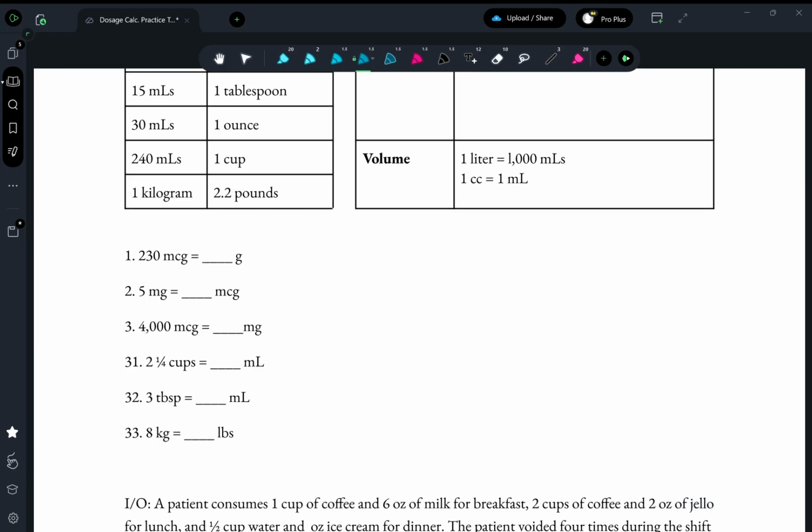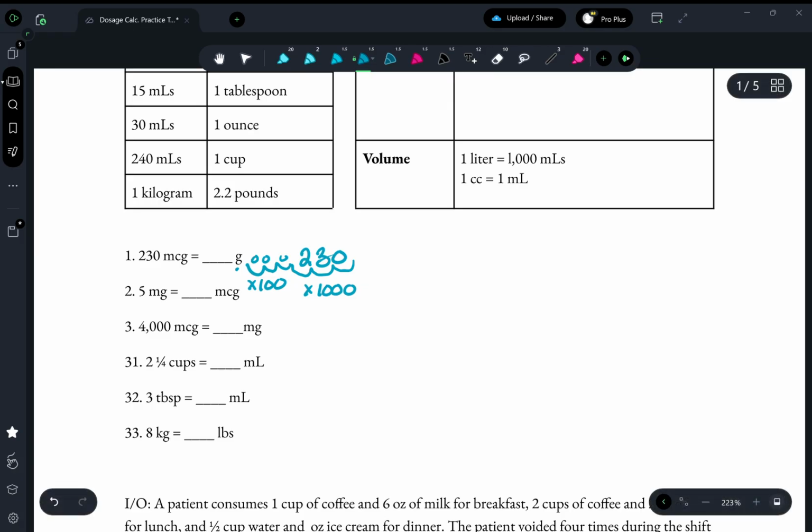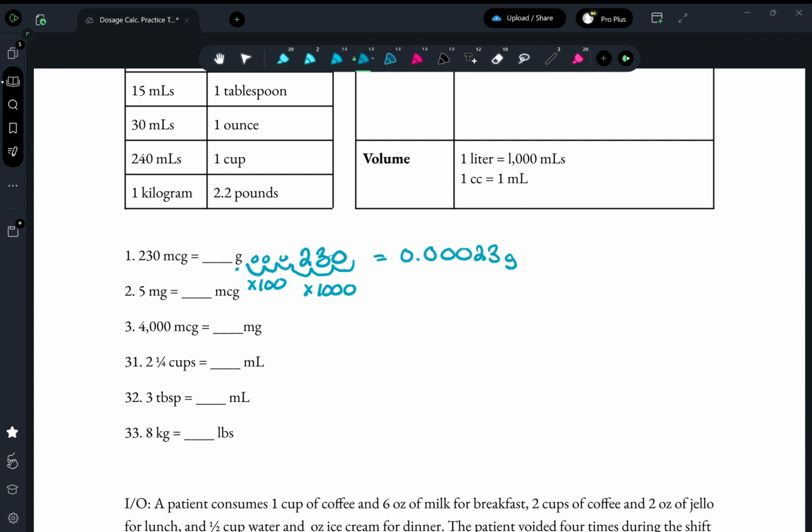Or if you can keep track of the decimal points to do it, that's probably the easiest way. I did trip myself up on that a couple times, but that would be 230 micrograms. You're going to go 1, 2, 3. That's your first 1,000 to get to milligrams. So it'd be 0.23 milligrams, and then 1, 2, 3. That's your next 1,000. So 230 micrograms is going to equal 0.00023 grams, which is a ridiculous number that you're not ever going to use in the hospital, but it's good practice.